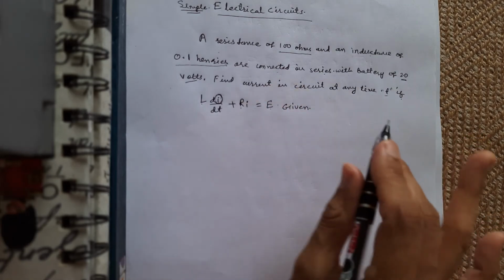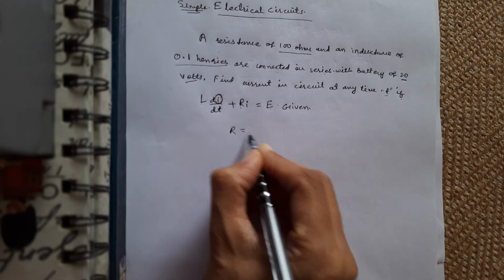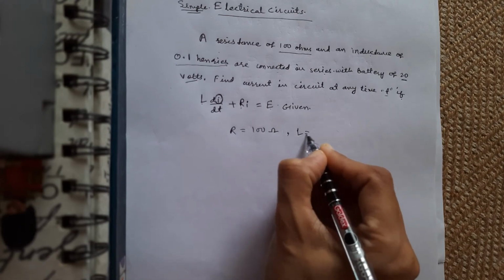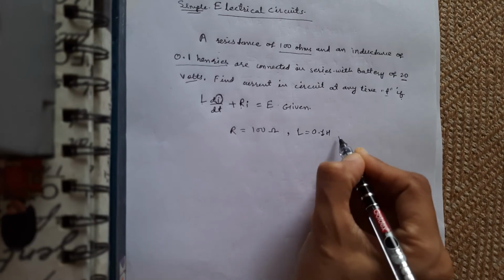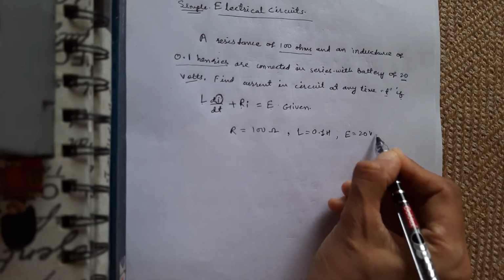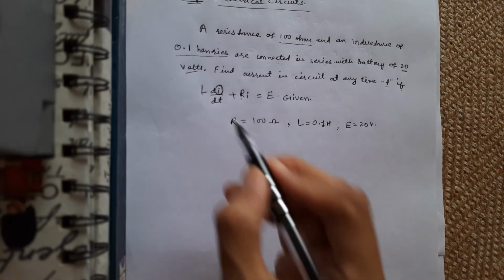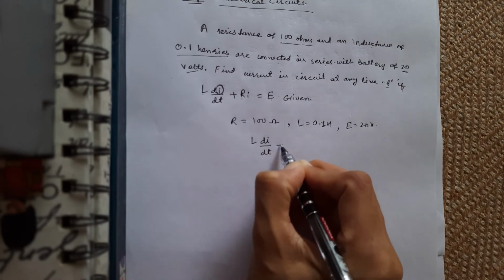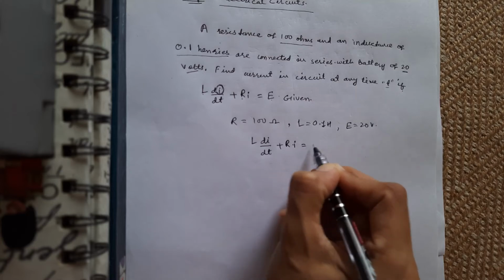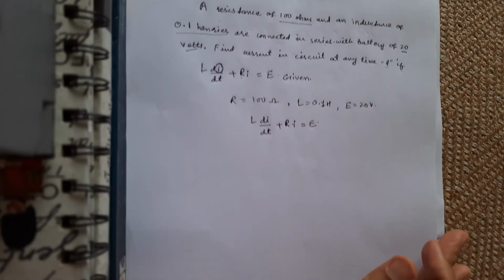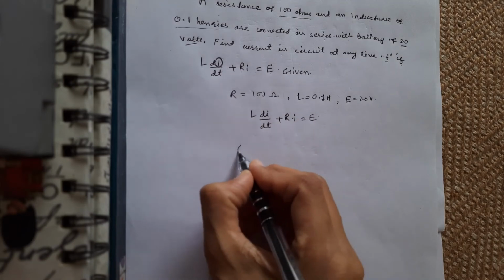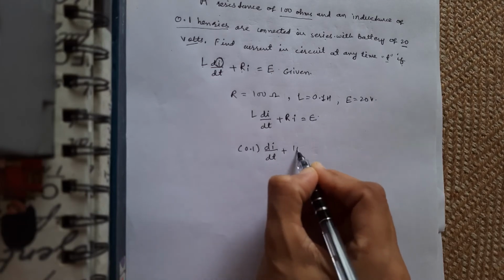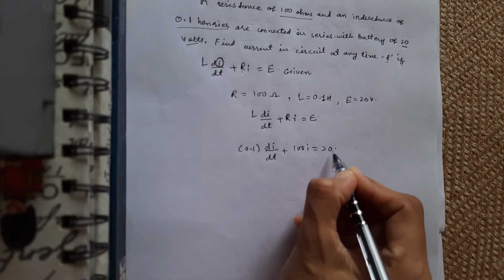So first of all I will write whatever is given here: R is given to us as 100 ohm, L is given as 0.1 henry, and E is given as 20 volt, right? And this equation is given: L di upon dt plus Ri equals E. Now when I substitute everything in this equation, I will get 0.1 di upon dt plus 100 I equals 20.